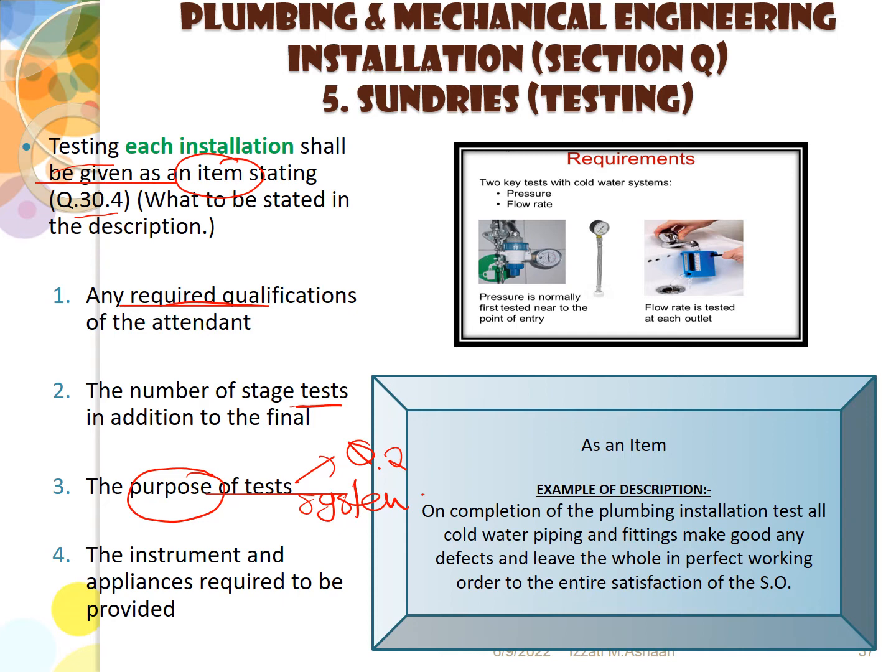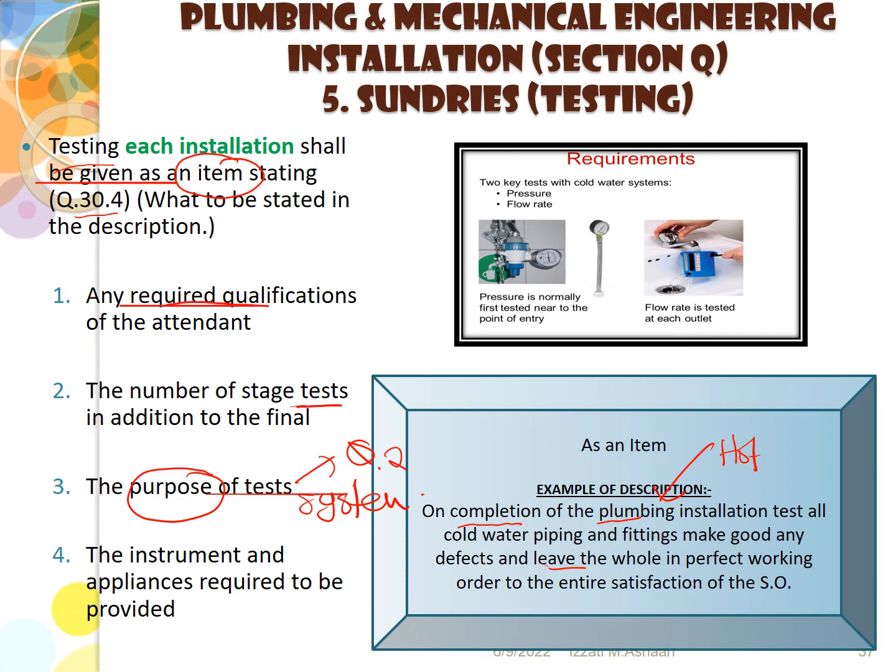Look at the example of the description on the right hand side. On completion of the water installation, or you can write down plumbing installation, but this one has to be written either this hot and cold system. Test all cold piping and fitting and make good any defects. Leave the whole system in the perfect working order to the entire satisfaction of architect or SO. SO is normally for government project, architect is normally for private project.